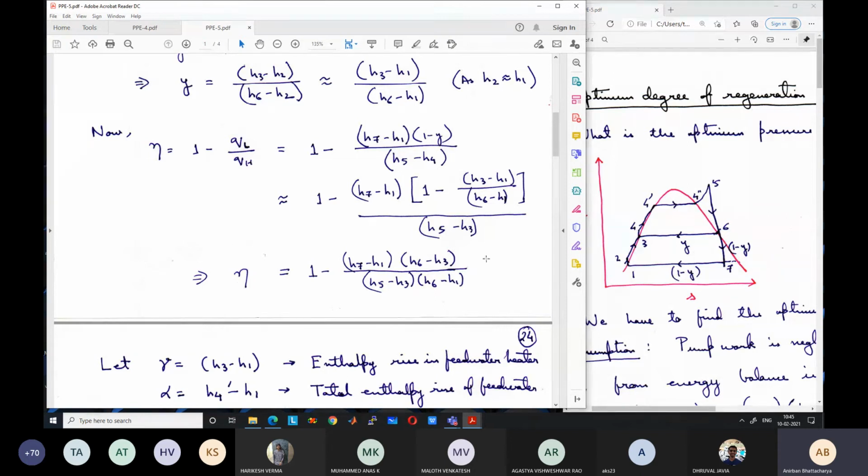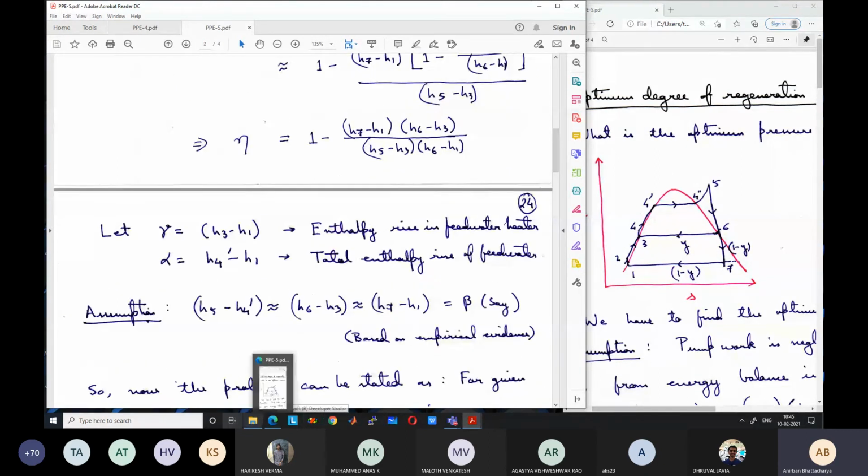Now we are going to take another assumption, which is a bold assumption based on empirical relation and empirical evidence. Before that, let us define some parameters so that the calculation is easy. Let us call gamma as H3 minus H1, the enthalpy rise in the feed water heater. We are assuming that point 2 is equal to point 1, so the heat addition in the feed water heater is from 1 to 3.